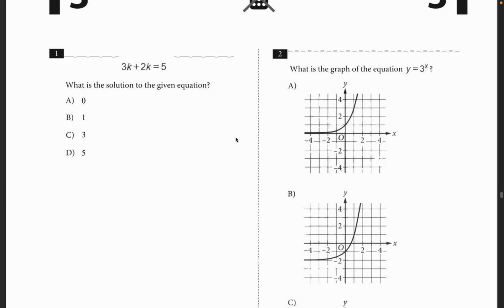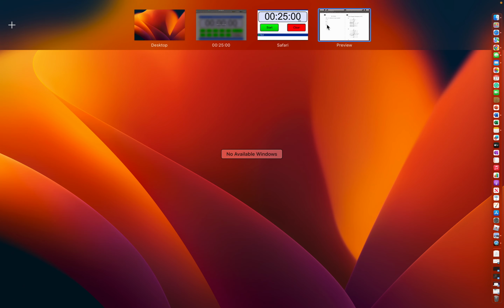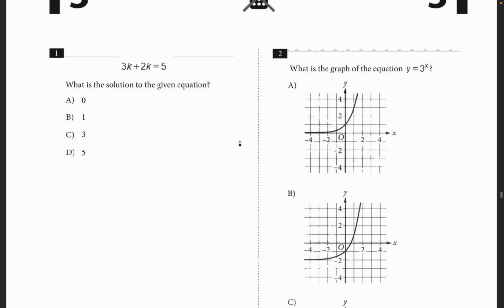Today I will be completing the 2021 October SAT math no calculator section. This will be the first video of the math section. The next video will be the math calculator section. Both this video and the next video will be timed. I have the timer right here, 25 minutes. And so let's begin.